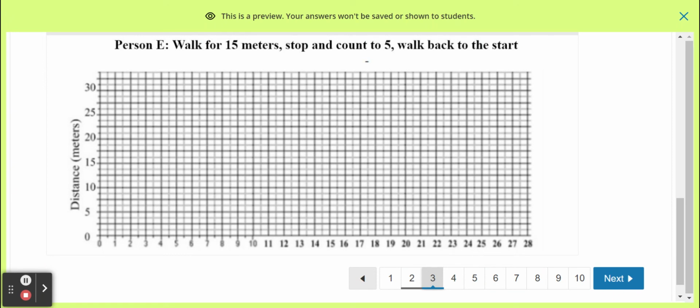The first dot is for when Mr. Jones got to the 15-meter mark. The second dot will be for when Mr. Jones comes back towards the beginning.